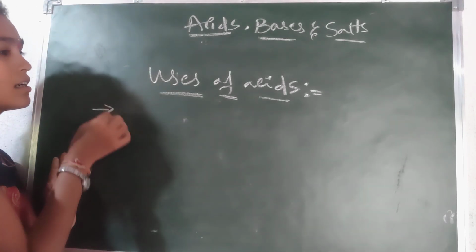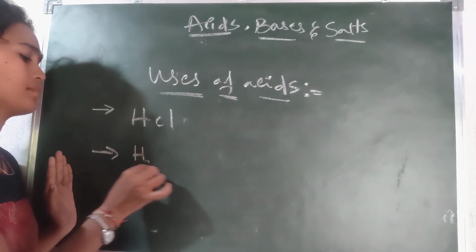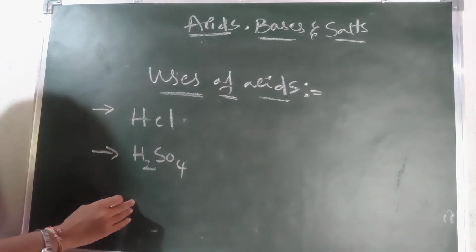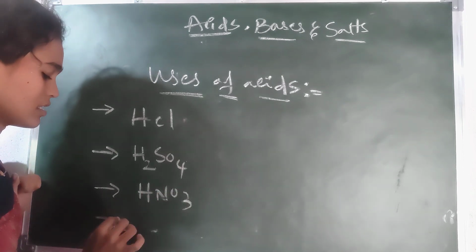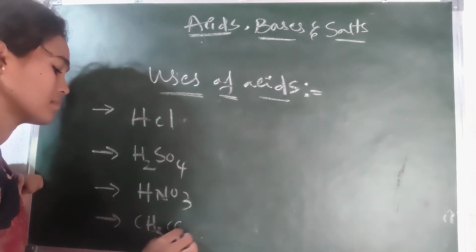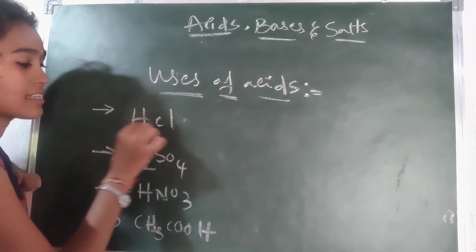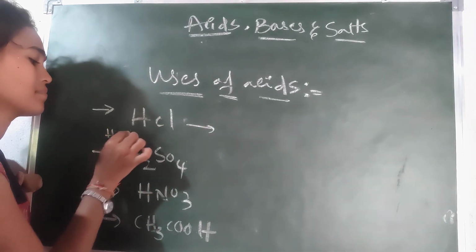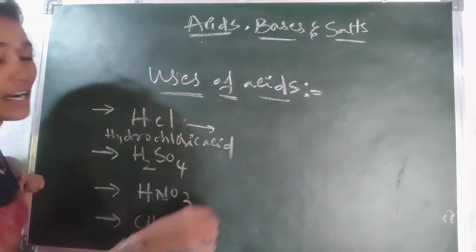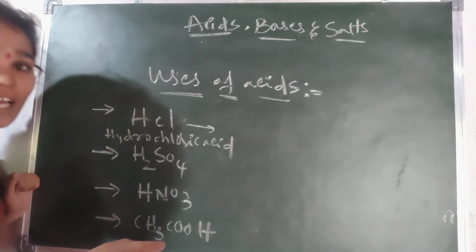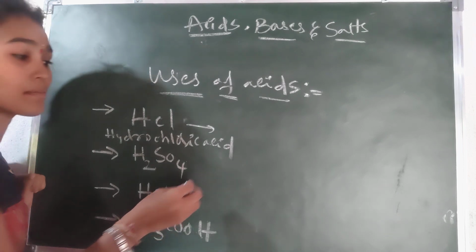Mostly, what are the acids? HCl, H2SO4, HNO3, and CH3COOH. These are the 4 different types of acids. Acid HCl is nothing but hydrochloric acid. What is the use of hydrochloric acid? Mostly hydrochloric acid is used for the removal of rust from metals.